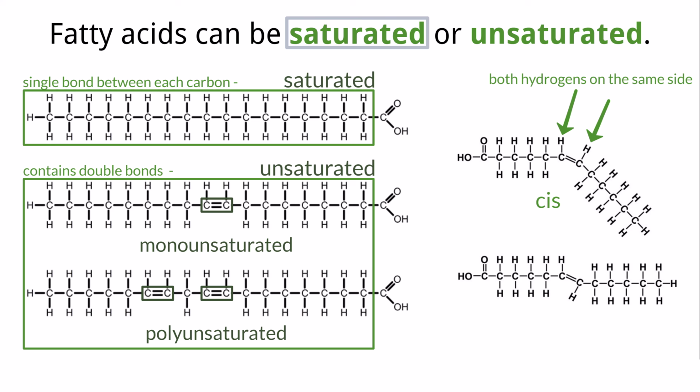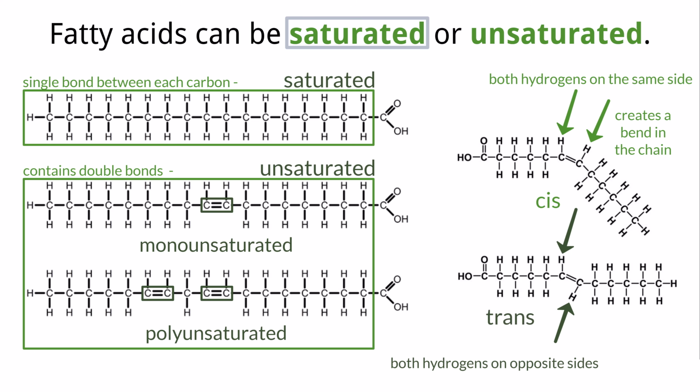Notice how this impacts the shape of the chain, causing it to bend. If the 2 hydrogen atoms are oriented in different directions, or facing opposite sides of the molecule, it is called a trans fatty acid. This does not have the same impact on the shape of the chain compared to the cis isomer, as seen here, and results in a straight-chained fatty acid.